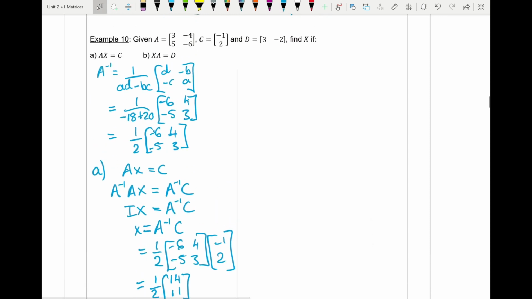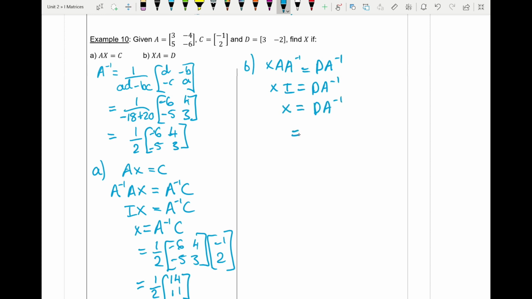Okay, back up to part B. We now want to multiply from the right-hand side. So multiplying by A inverse on the right, we get X times I is equal to D A inverse. And so X is equal to D times A inverse.